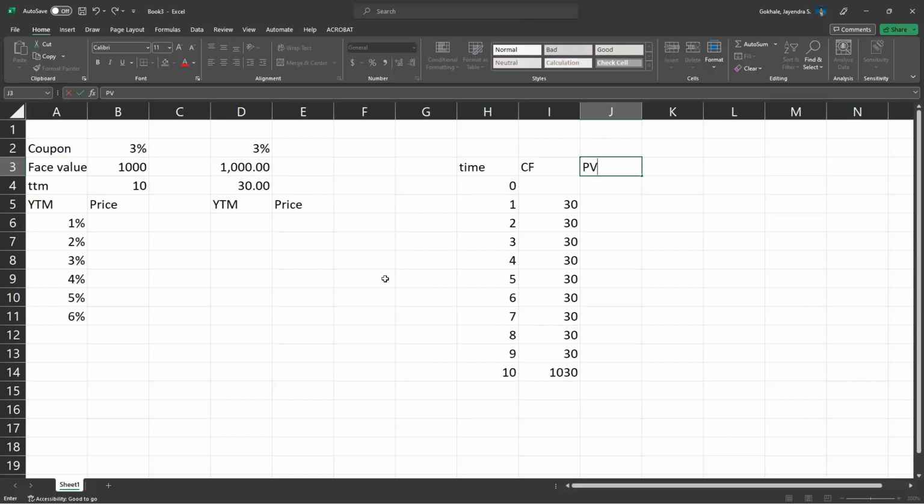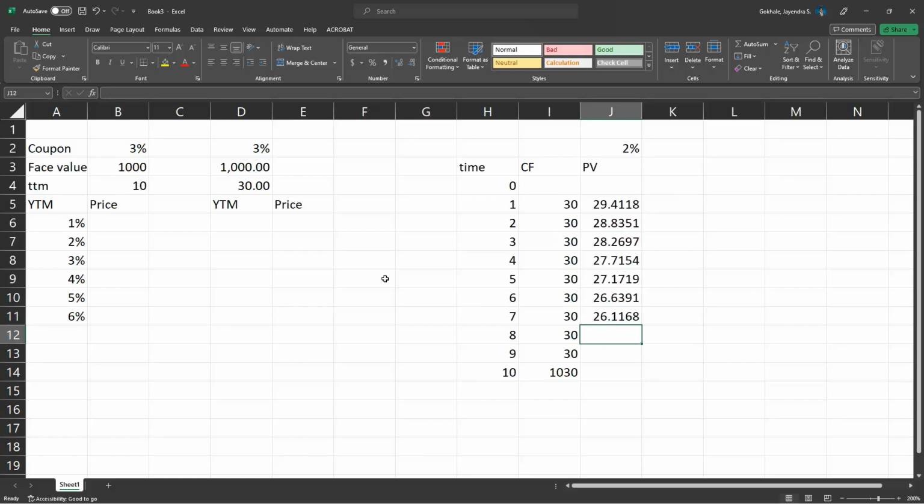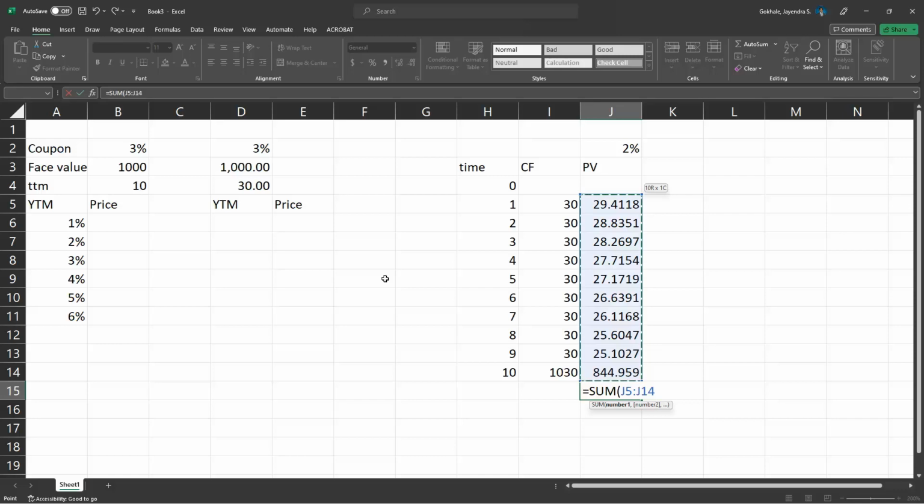Now we have to find out the present value of these cash flows at some YTM. Let's just use a YTM of 2%. The way we do it is simple: equals I5 divided by (1 plus $J$2) to the power of the time. Control D down the column, and just add it up. The sum of the present values gives us the price today, 1089.83.